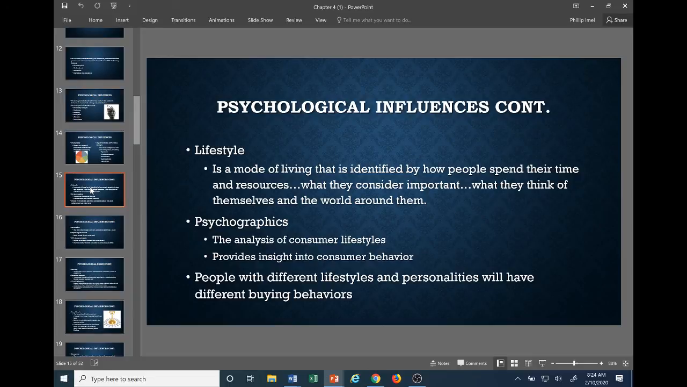If someone tends to drink alcohol, then obviously they're going to buy alcoholic beverages, whereas someone that doesn't drink alcohol is not going to buy alcoholic beverages. So obviously different lifestyles and personalities have a direct bearing on people's purchase behaviors or purchase decisions.